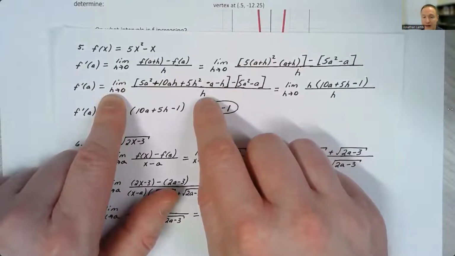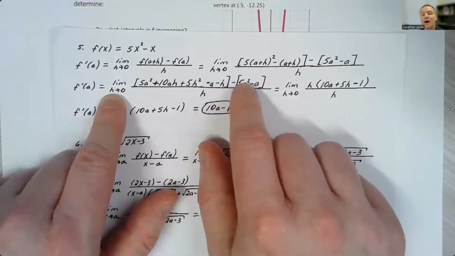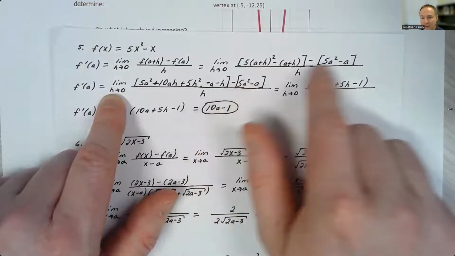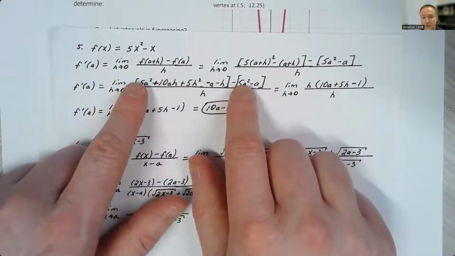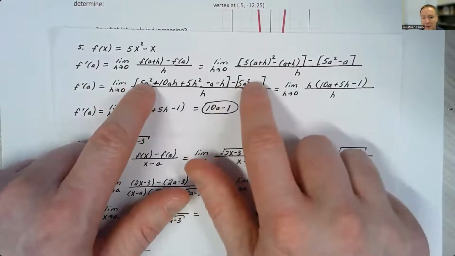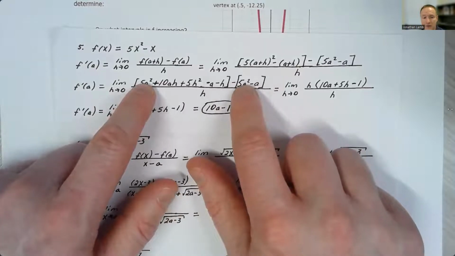So I have a factor of h in the denominator. It can't be 0 right now. I go ahead and I subtract the f of a in this step. And please notice, just like I said, the terms will cancel. You'd have a 5a squared minus 5a squared cancels.